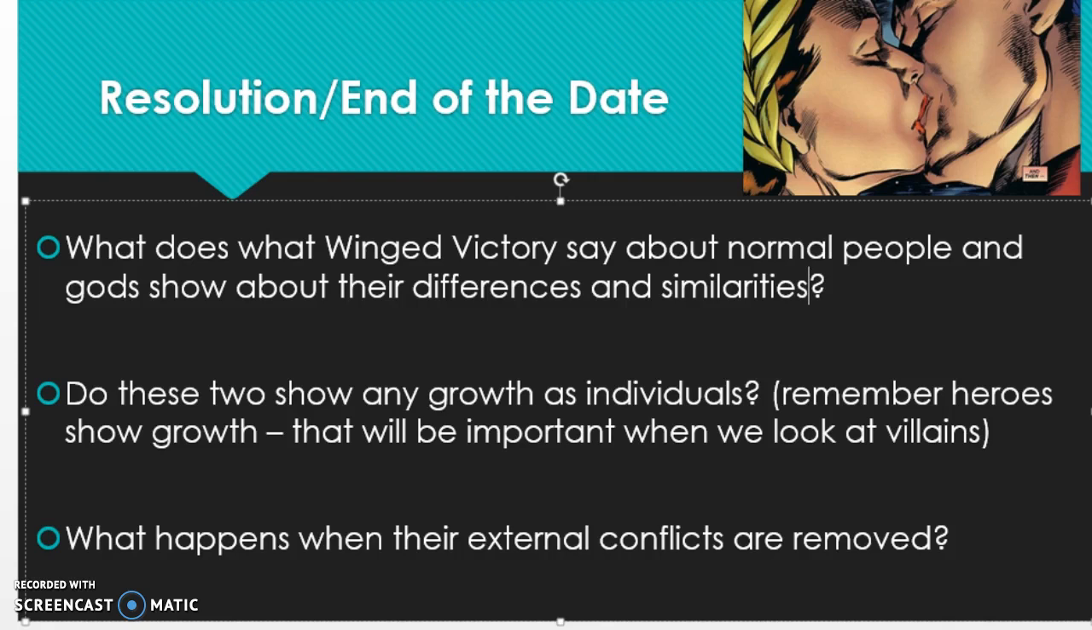This will be important because soon we're going to look at a villain story. From a villain's point of view, we'll see whether or not villains change and grow like heroes. Because remember, we looked at the hero's journey. The hero has to change. The hero has to realize this is how things are. Coming of age story. The protagonist changes a bit. Sometimes they change the world too, but they change with it. Do villains change? We'll look at that. And when their external conflicts are removed, they find a moment of peace.